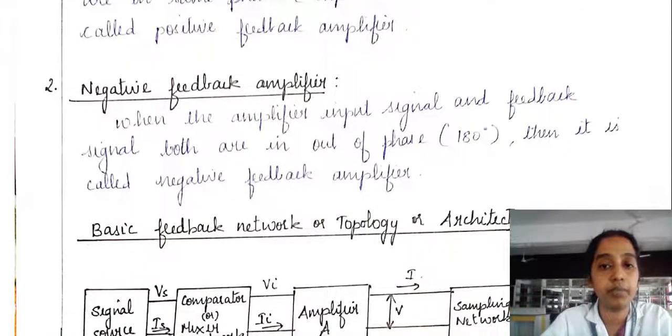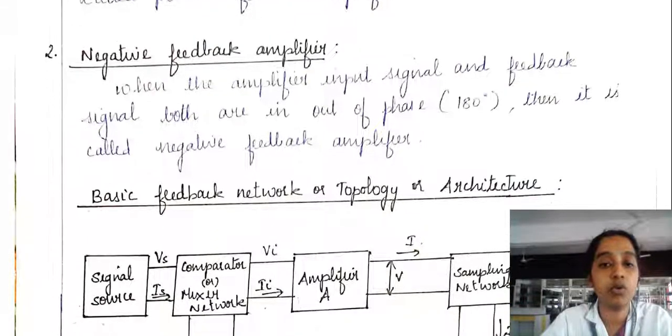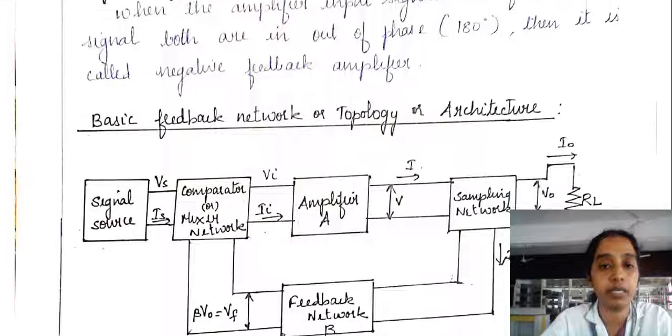What is negative feedback? When the amplifier input signal and the feedback signal are out of phase, that is, they are at a phase difference of 180 degrees, then it is called a negative feedback amplifier.